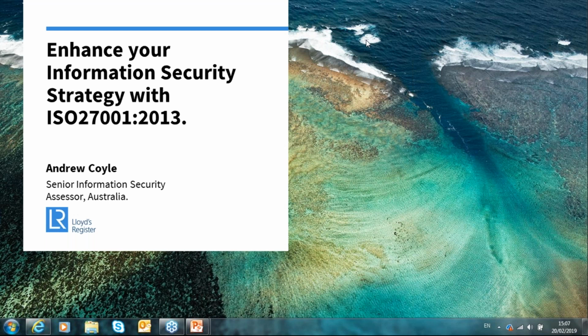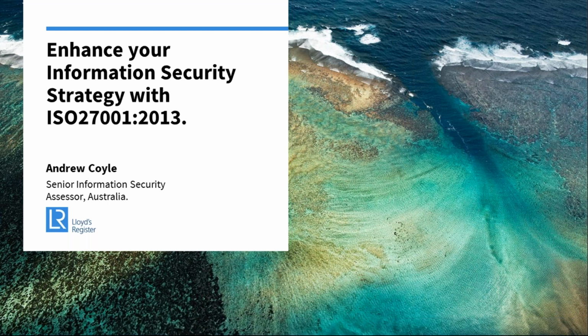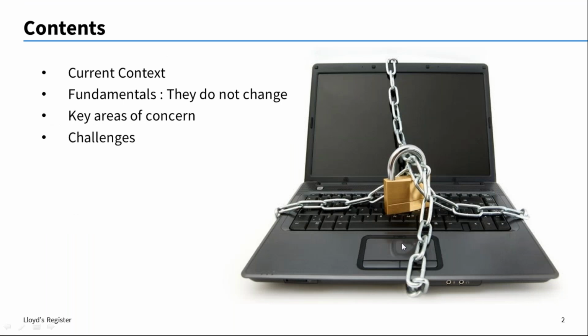So, enhancing your strategy with 27001. What we are going to cover in the presentation is trying to put a context on why information security is important nowadays. We'll then start to look at the fundamentals and elements that we would need to consider when we are implementing an information security strategy. The third topic I want to discuss is the key areas of concern and why and how ISO 27001 could assist you in addressing some of the issues. And then finally, we'll talk about some of the challenges in both the cybersecurity space as well as implementing an ISO 27001 management system.